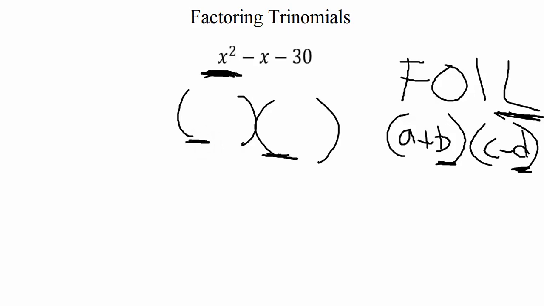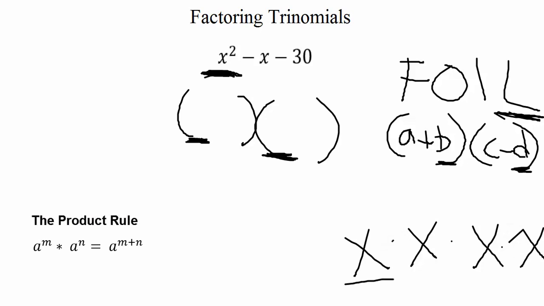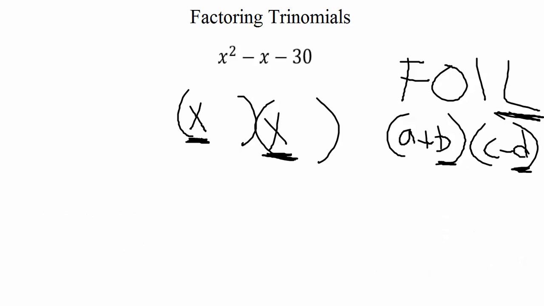So what we need to think about is what times what would give me an x squared. I need to rack my brain and think, how do I get an x squared when multiplying? We need to remember that multiplying x's together comes from the product rule. When we're multiplying like bases, the product rule says that we add exponents. So if I want x squared, essentially two of them, I need two x's. X times x gives us x squared.